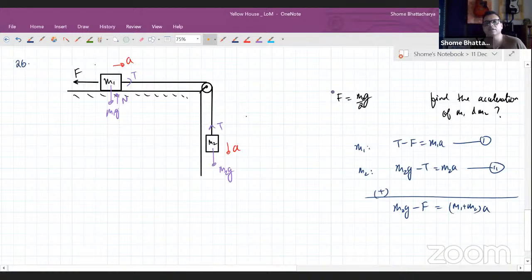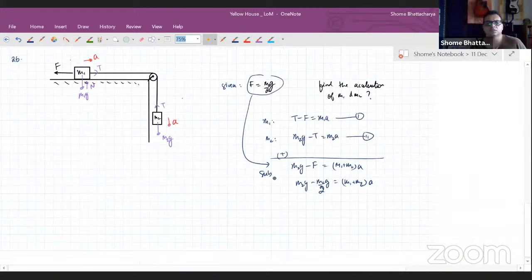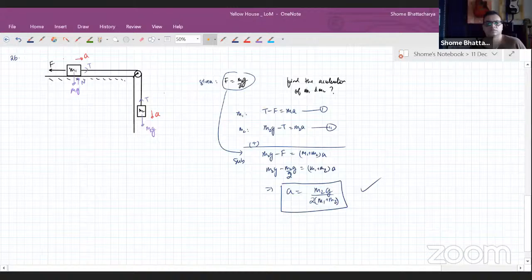Now substitute this value of F that was given to us. This was given, so substitute this over here. So M2 G minus M2 G by 2 is equal to (M1 plus M2) a. So as I said, it's a very simple, trivial type of question. a will become M2 upon 2 times (M1 plus M2) times G. This should be your answer. Okay, so take this down quickly and then we'll move on to the next question.